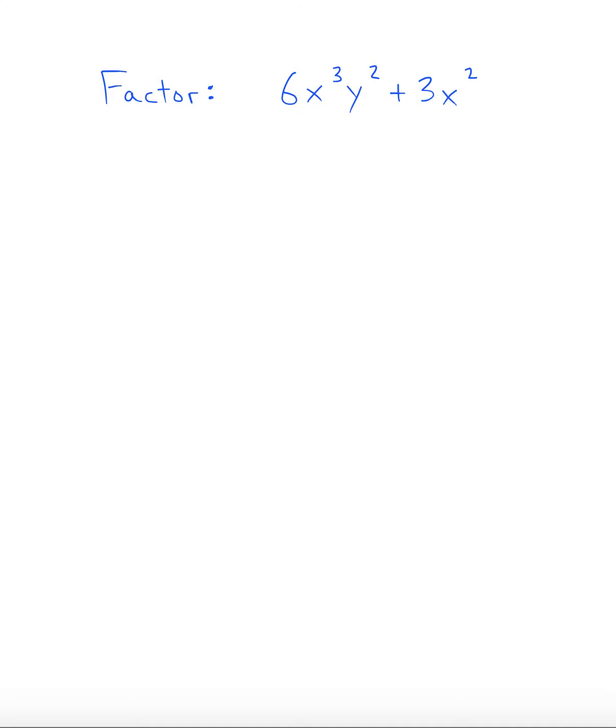All right, let's say we're asked to factor the expression 6x cubed y squared plus 3x squared. The first thing you always want to look for in factoring, when you have two or more terms involved like these, we've got term 1 over here on the left, and we've got term 2. We want to see if the two terms have anything in common. We're looking for what is called the greatest common factor. If there's a common factor, then we want to take that out. That's the first step here.